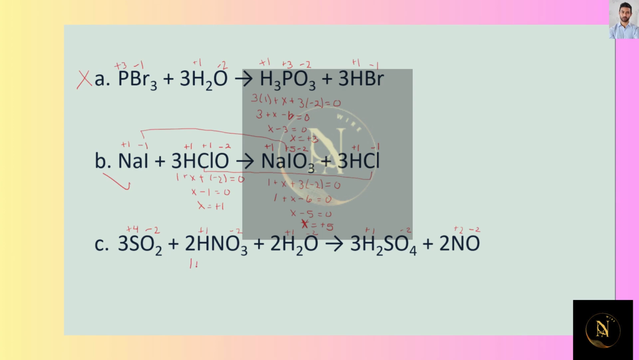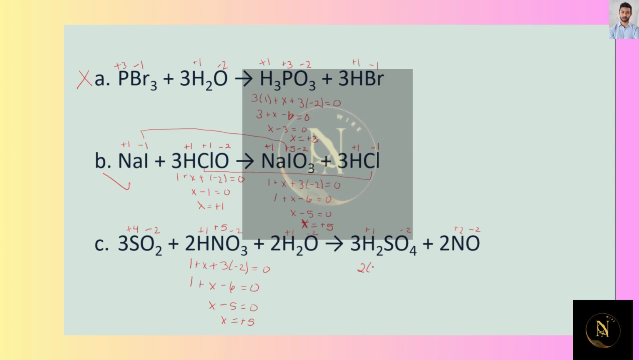So that's 1 for the hydrogen, plus X for the nitrogen, plus 3 times -2 equals 0. So 1 plus X minus 6 equals 0. X minus 5 equals 0. X equals +5. So the oxidation number on nitrogen is +5. We come over here to the sulfur. Again, I'm going to write an equation now.